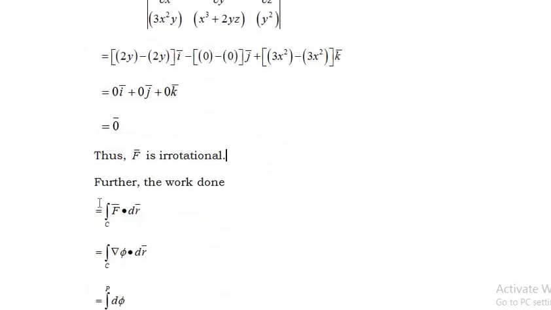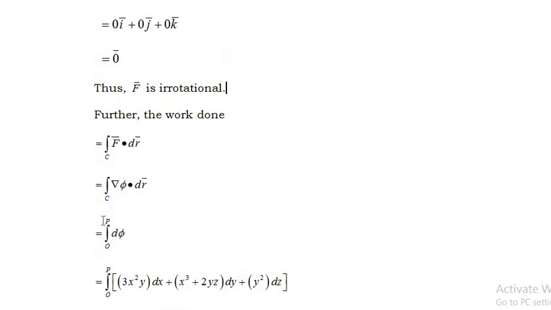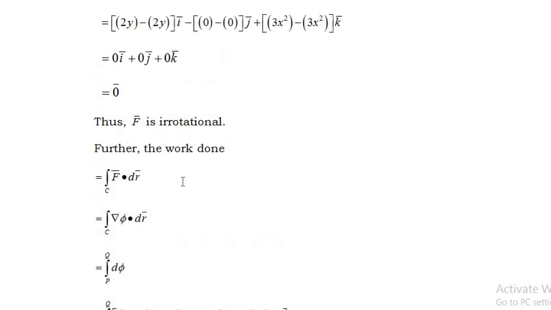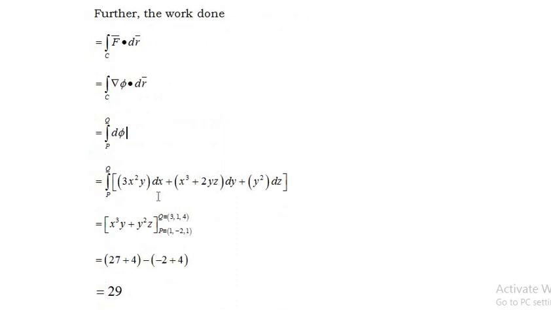Thus the work done will be integration over C of F bar dot dr bar equal to integration over C of grad phi dot dr bar, integration of d phi. It must be from P to Q. So integration of d phi from P to Q equal to integration, let us write F bar dot dr bar, that is 3x²y dx plus (x³ + 2yz) dy plus y² dz.